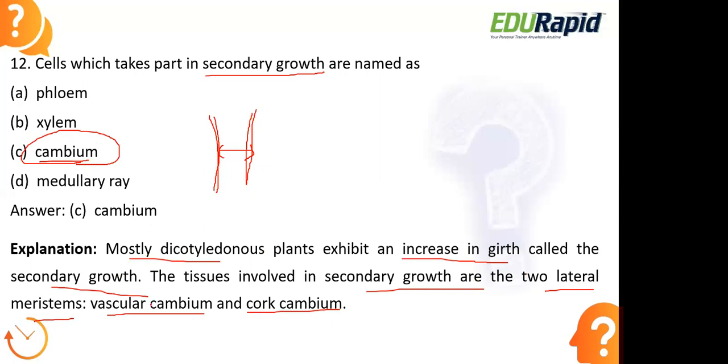Vascular cambium is responsible for increasing the diameter of stems and roots. Whereas cork cambium produces the bark of the tree. The bark of the tree is all produced by this tissue, the cork cambium. Clear? Moving to the next question now.